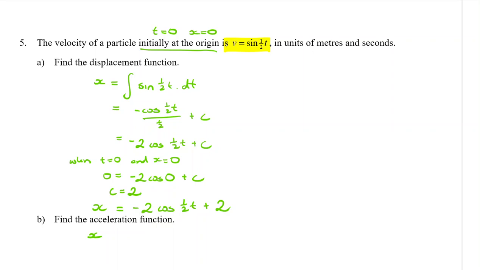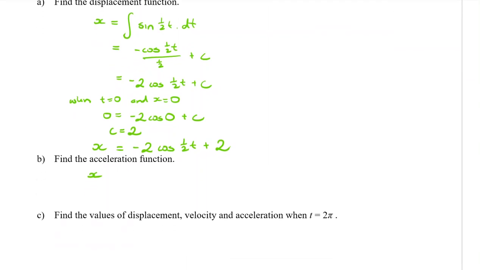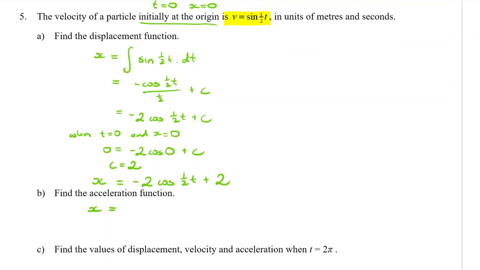What does sine differentiate to? Positive cos. Okay. What do I do with the half this time? Chuck it out the front. So it's going to be half cos of half t. Oh, sorry, acceleration. Put some dots on that, please. Dots for acceleration.